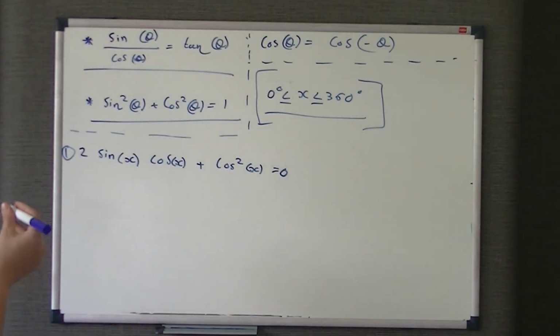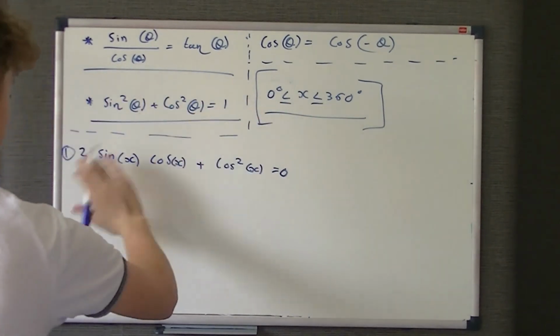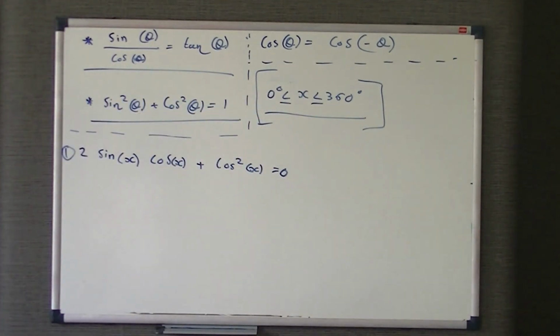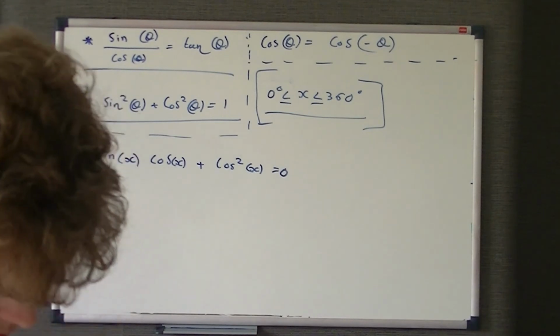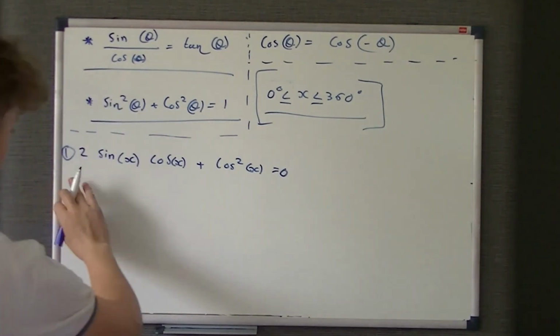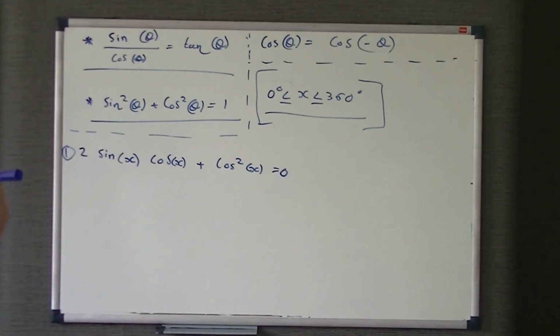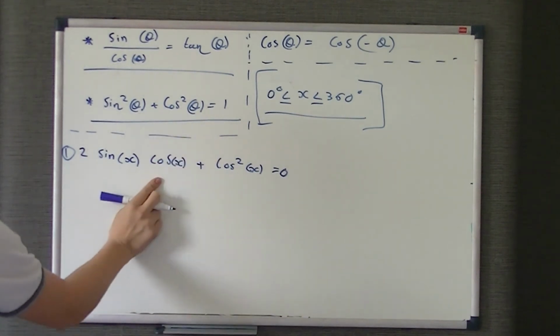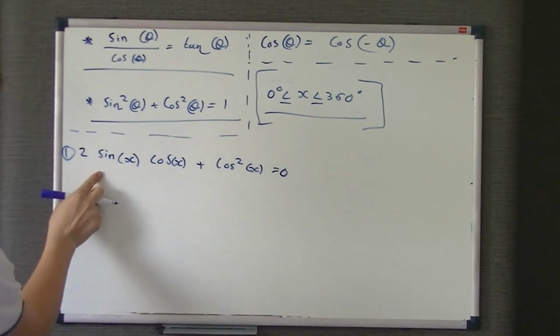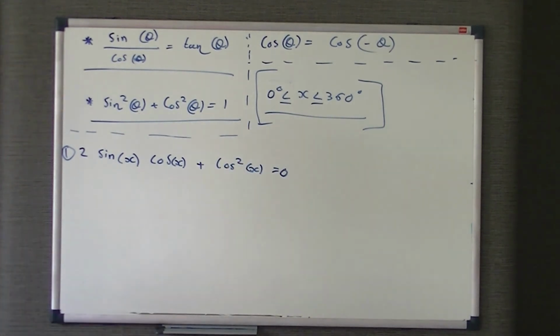But for now, what we've got is sine and cos in there. Now we could try and get the sine into cos, but that's not relevant just yet, because the first thing we need to do is take out a common factor, and you'll see why in a minute. So if we take out a common factor of cos, there's cos in this part, so that's 2 sine theta times cos plus cos theta squared, or cos x squared.